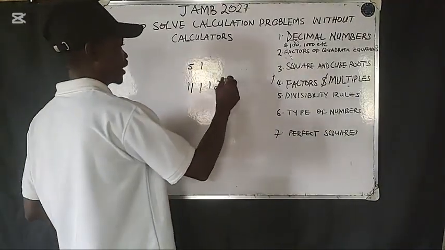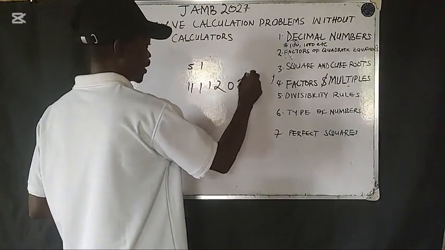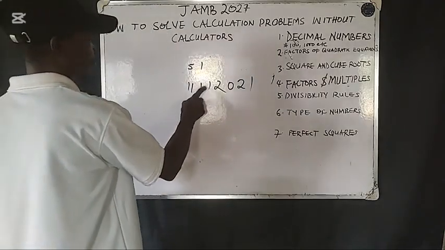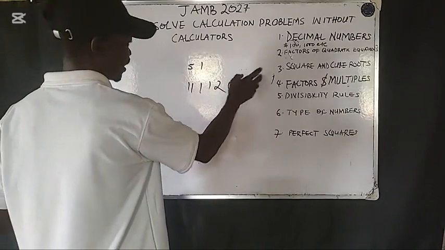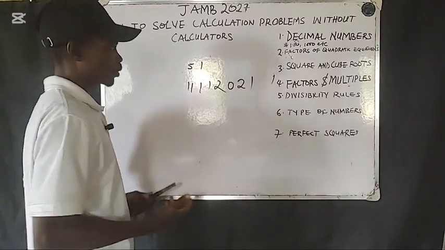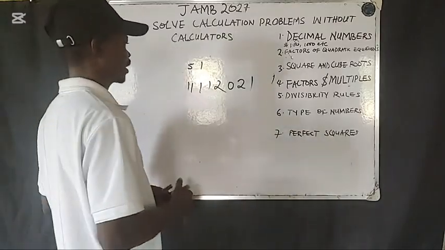I can add something again, like this. If you add them now, how many? 1, 2, 3, 4, 5, 6, 7, 8, 9. 3 can divide it. Okay. So this is how to know when 3 can divide a number.